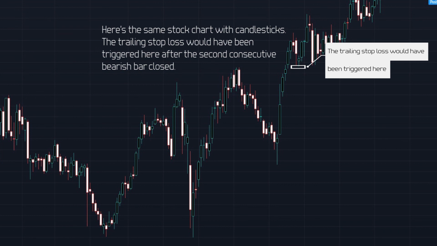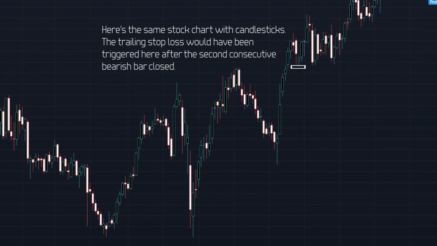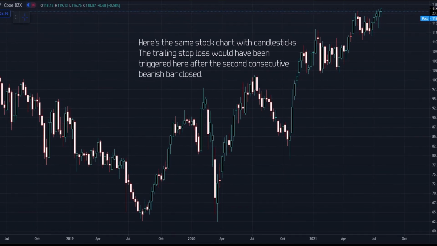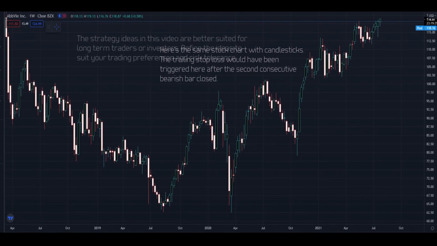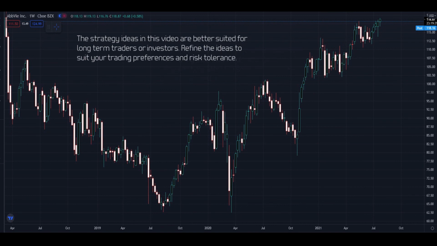The exit strategy is the part that includes Heikin Ashi. However, this does not mean you can't find a logical way to implement it for an entry strategy too. If your trading preference is to trade stocks or market indexes for the long term, then the strategy ideas mentioned earlier are well worth considering. You should refine the ideas to suit your trading preferences and risk tolerance.